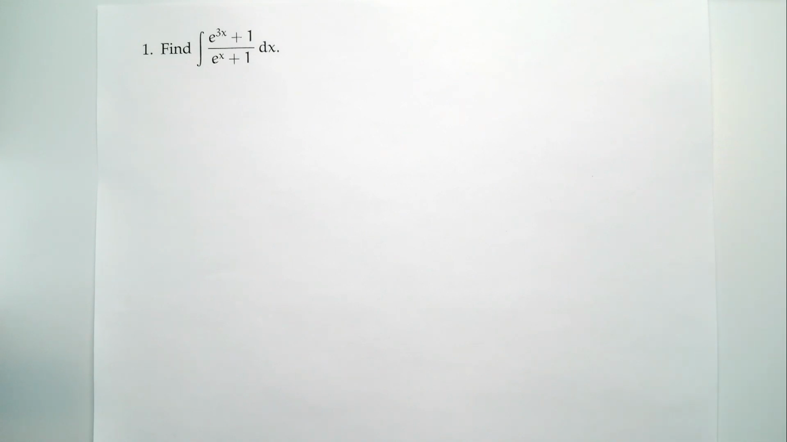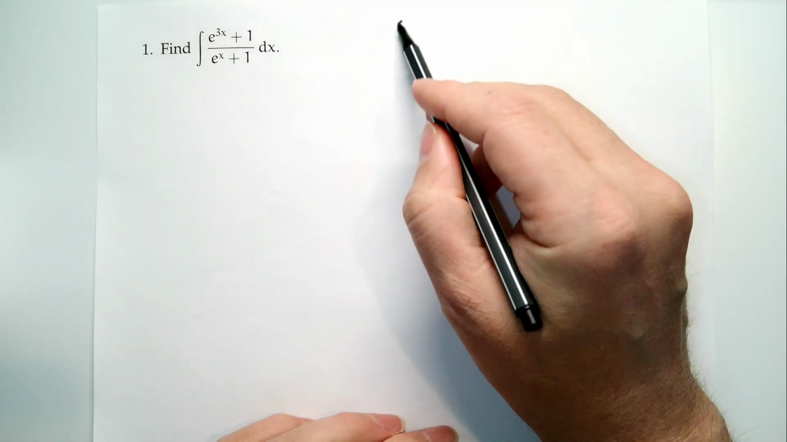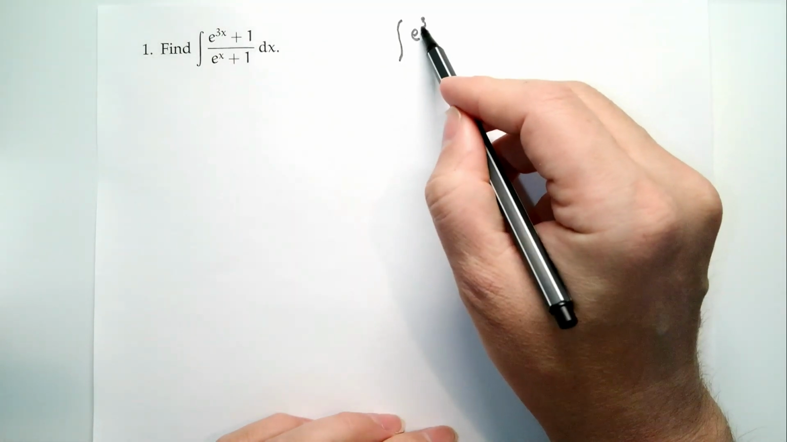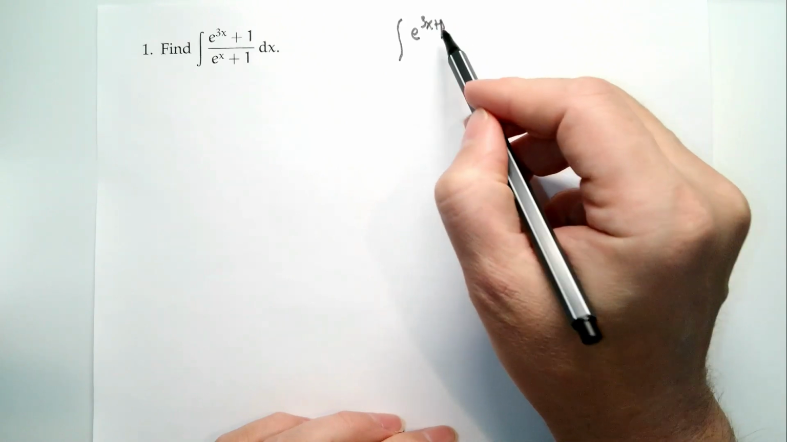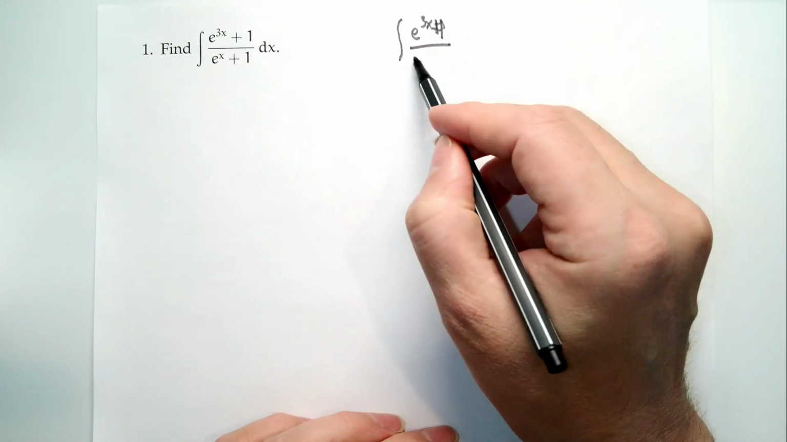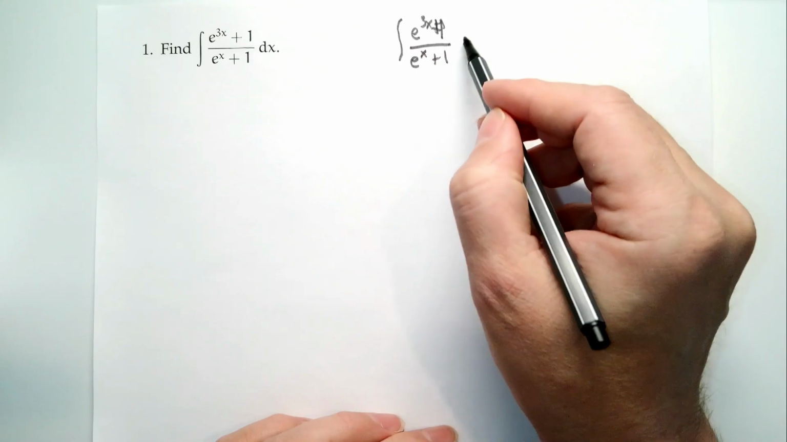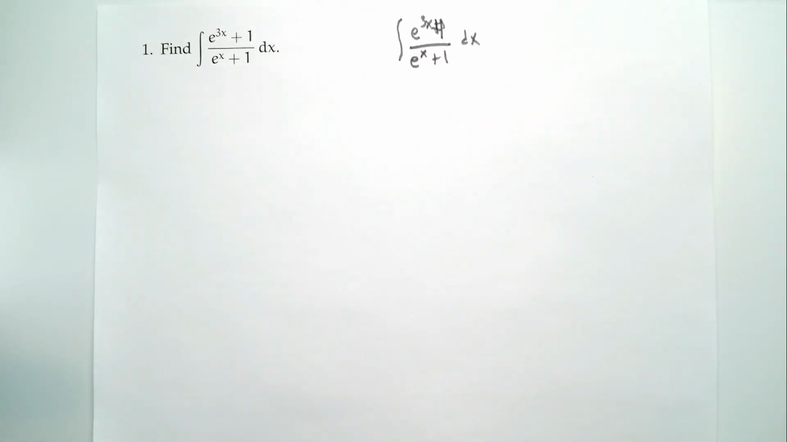So find the integral of (e^(3x) + 1) over (e^x + 1). Now there's a lot of things that people might attempt which are wrong. If you hang out with math teachers a lot, they'll say, oh my gosh, you won't believe the kind of craziness that my students would write on exams. So what are some things we would see which are wrong?